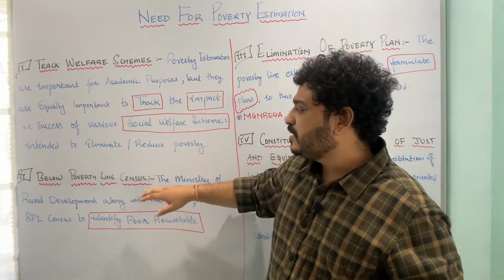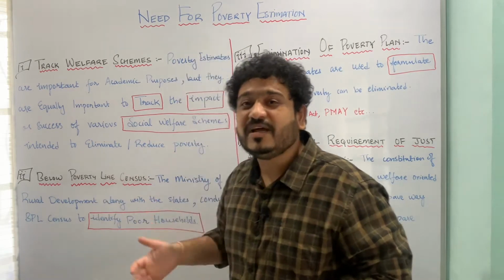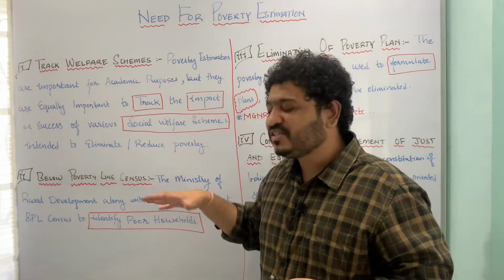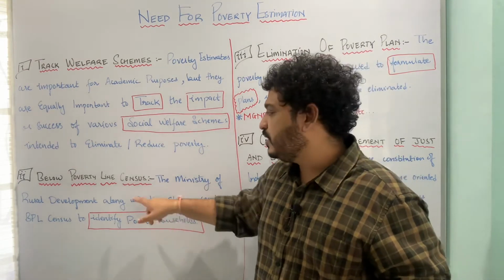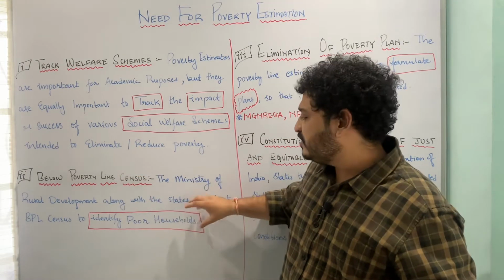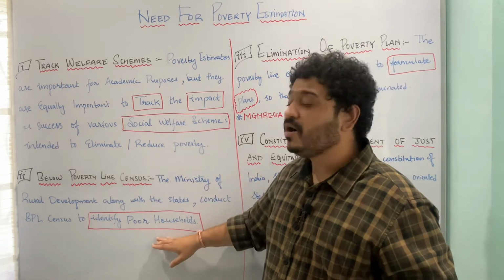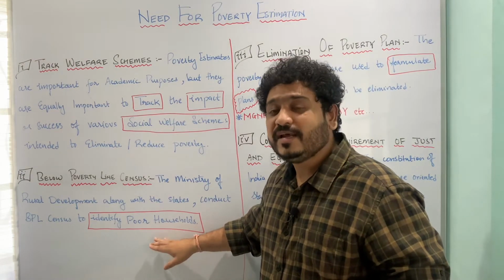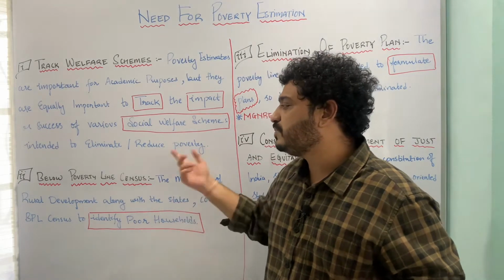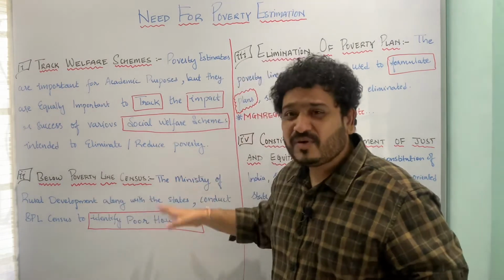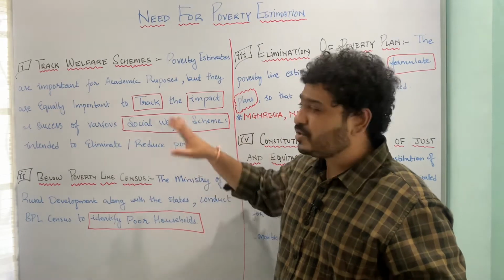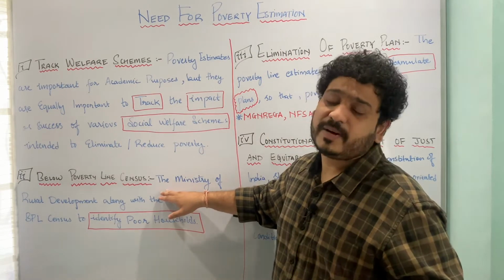The second is the below poverty line census, which is carried out in the rural part of the country. It is done by the Ministry of Rural Development along with the different states. These below poverty line censuses are effectively done to identify the poor households. So again, to identify the poor households in a particular state, the Ministry of Rural Development is doing the below poverty line census. Therefore, the estimation of poverty is very important, and that is why we are doing it. I hope the second point of need of the poverty estimation is pretty much clear.